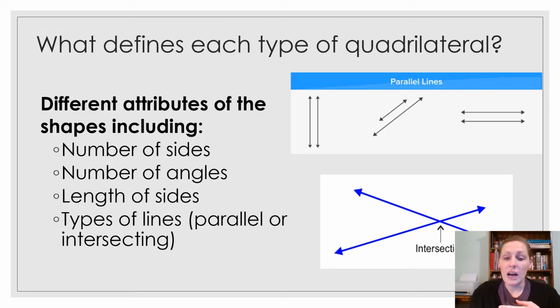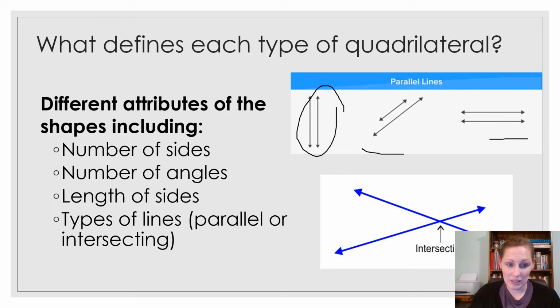Up here, you can see examples of parallel lines. Parallel lines means if these lines go on forever and ever, they will never touch each other. So if these 2 lines here keep going up and down, they're never going to cross. They're never going to touch. And that's the same as with these lines and these lines. They're all parallel. They'll never touch each other.